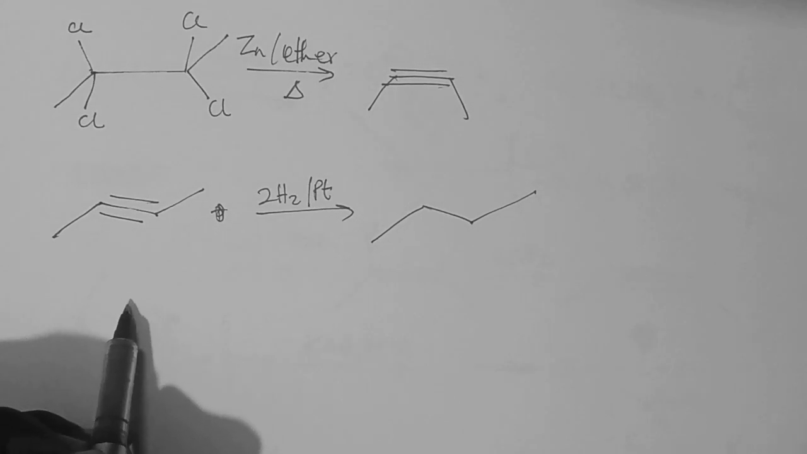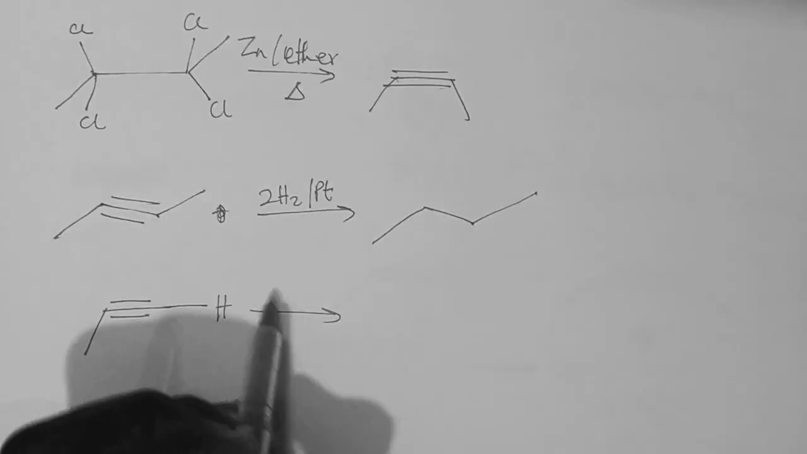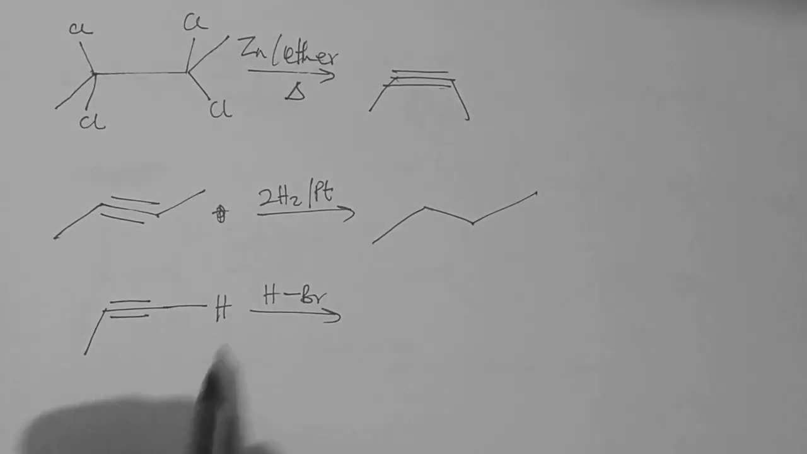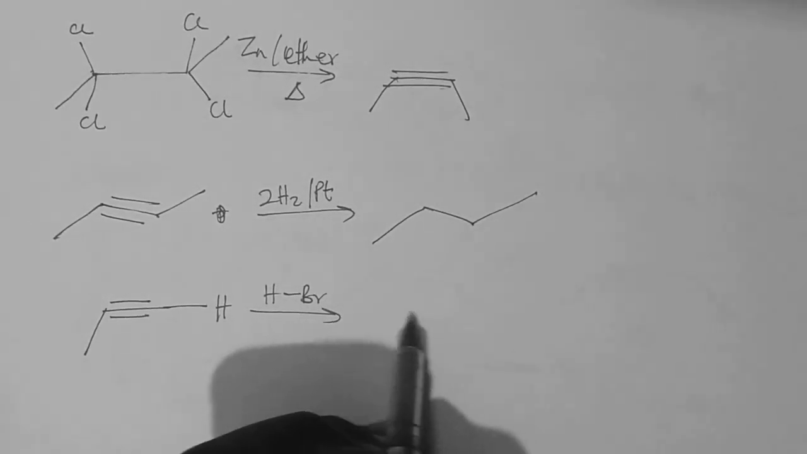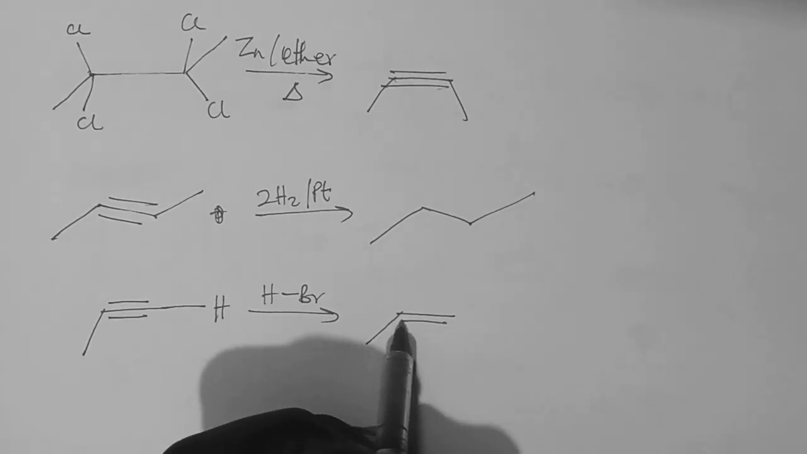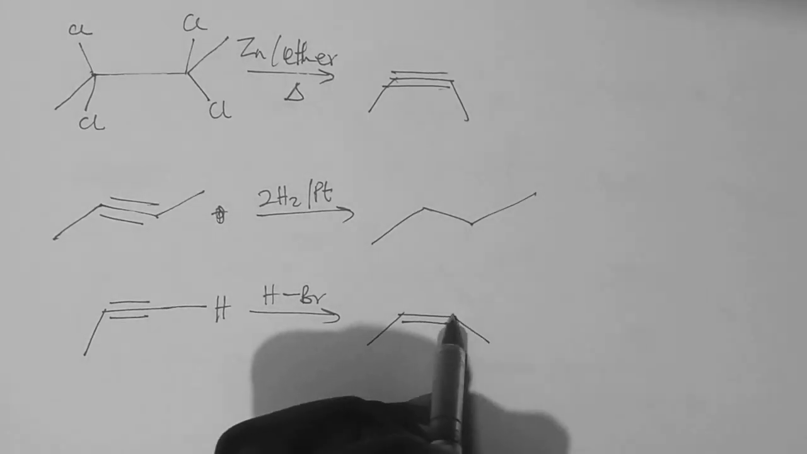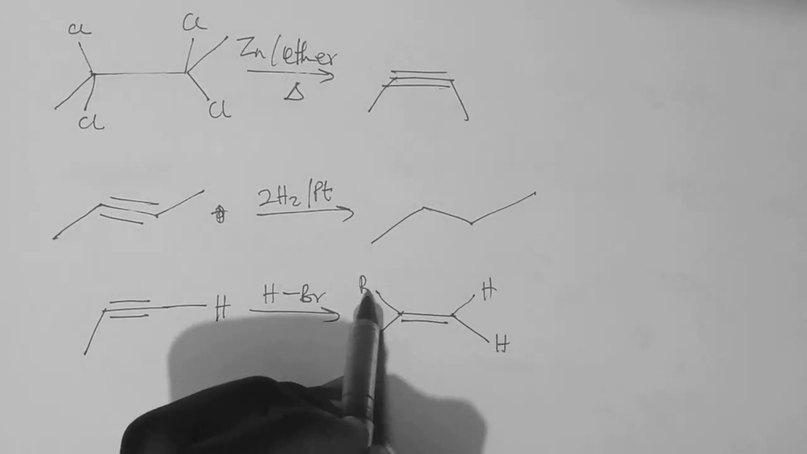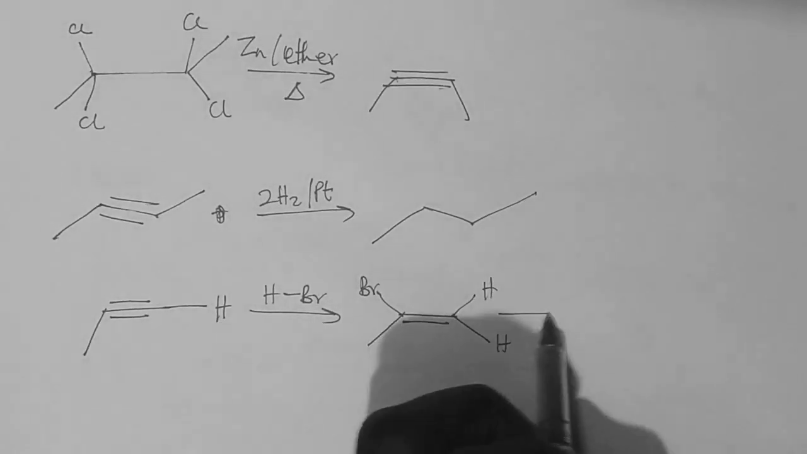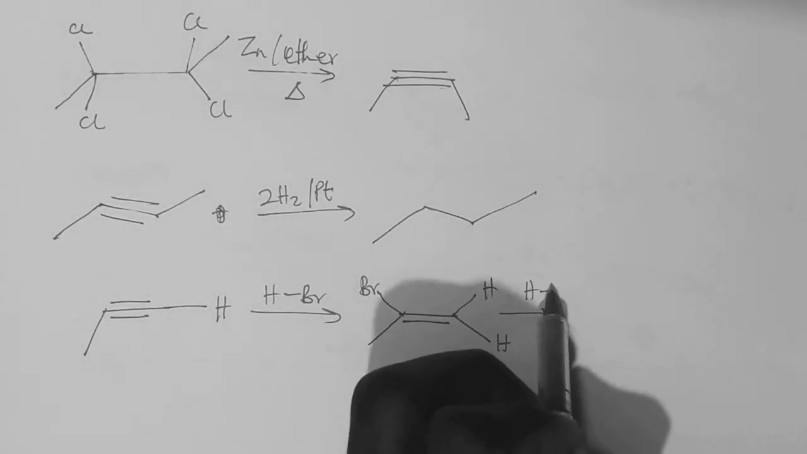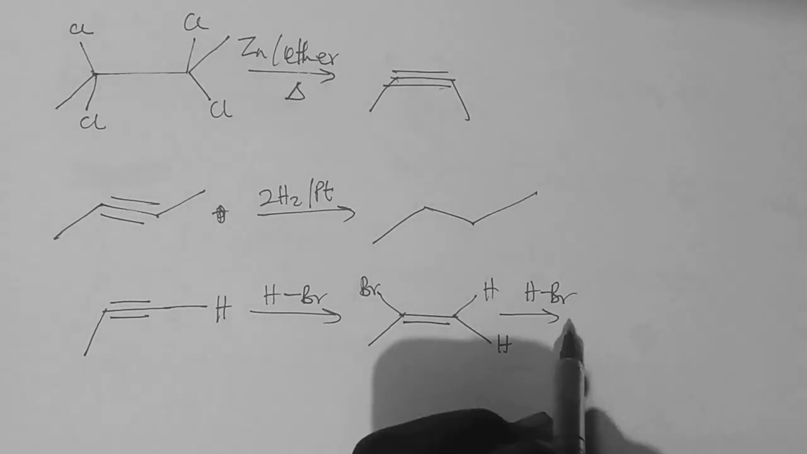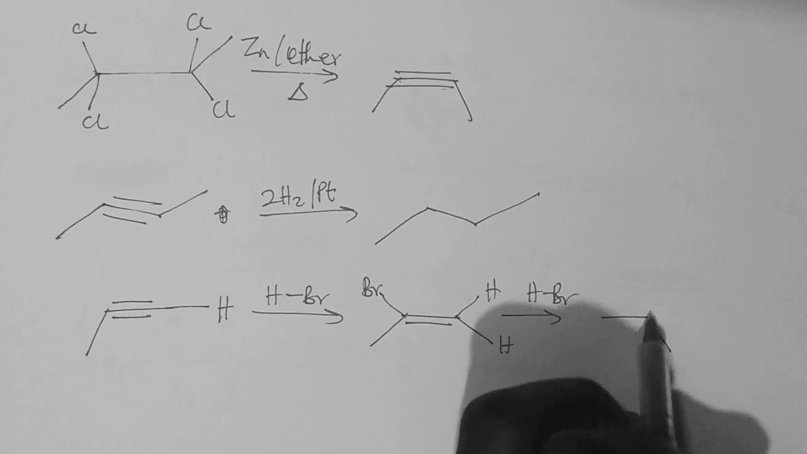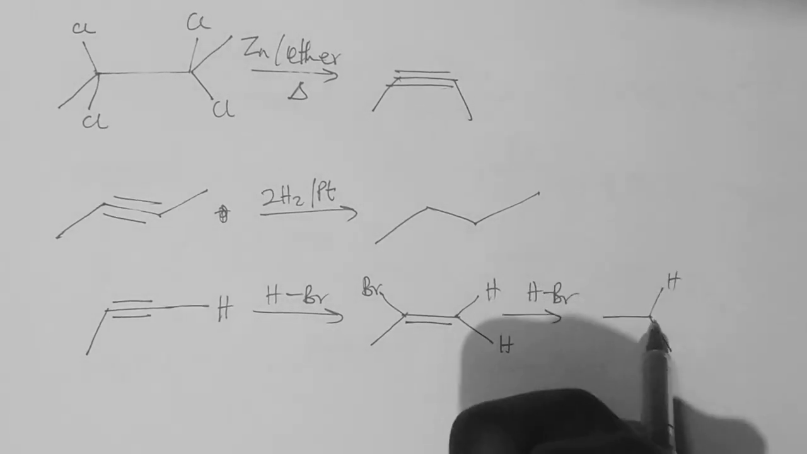But if you have a terminal alkyne and you put in hydrogen bromide in that solution, then what you are going to form is a corresponding haloalkene. If we put in another mole of the hydrogen bromide, then it will convert it to a geminal dihalide.